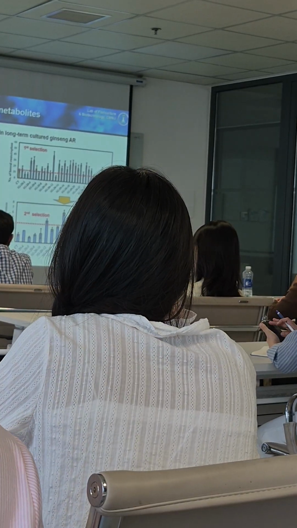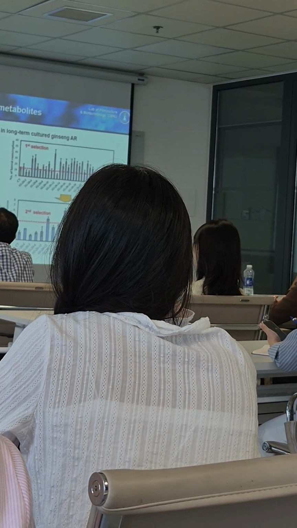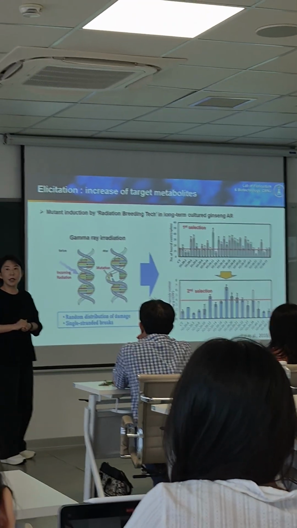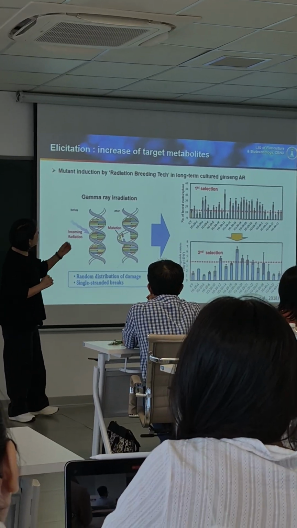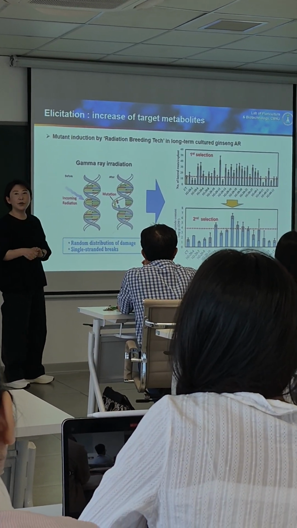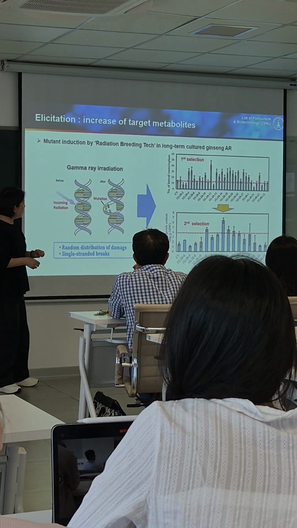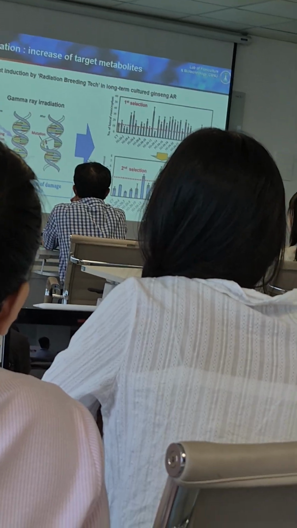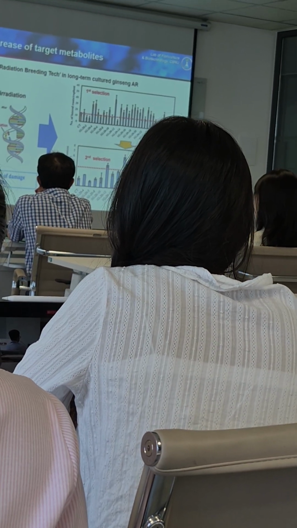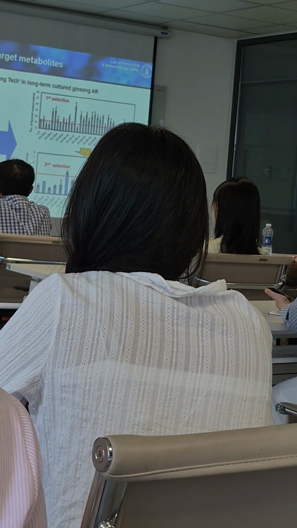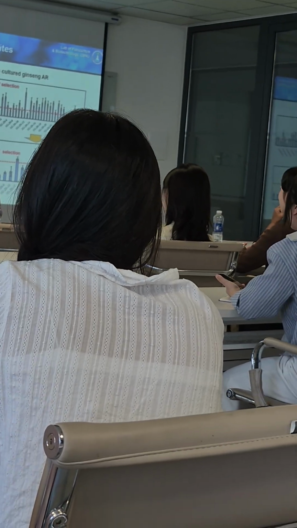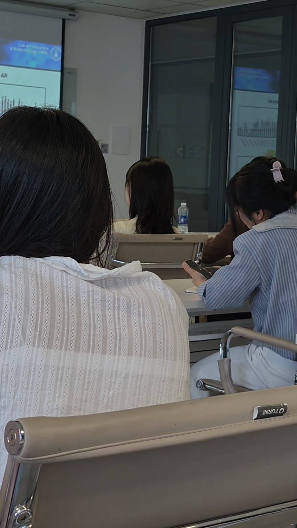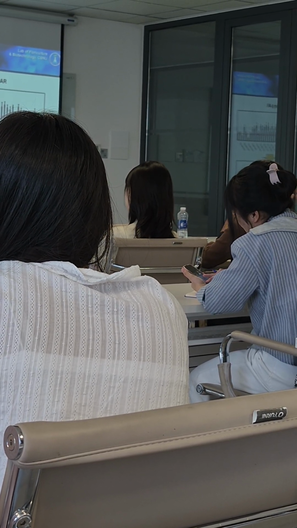At that time, to get a mutant line which produces a higher amount of ginsenoside, we tested radiation breeding technology to induce mutants. So we treated the plant with gamma radiation to induce mutants. We obtained tons of adventitious roots. It was very difficult to select, because we cannot test them all using HPLC. Thousands of materials are there.